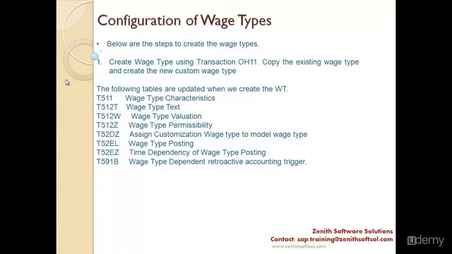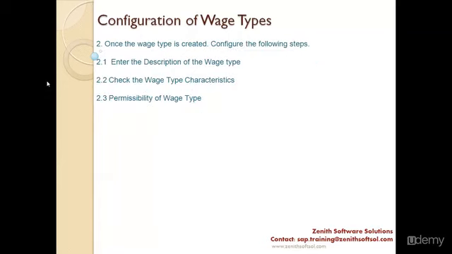That's the reason why SAP has provided you an option to copy the model wage type and create the custom wage type. When you create the custom wage type, these tables will get updated. Then if you want to change the characteristics of your wage type, you can go and change it. So this is the configuration of wage types. Once the wage type is created, you have to configure some of the following steps. You have to enter the description of the wage type, you have to check the characteristics of the wage type, and you have to permit the wage type.